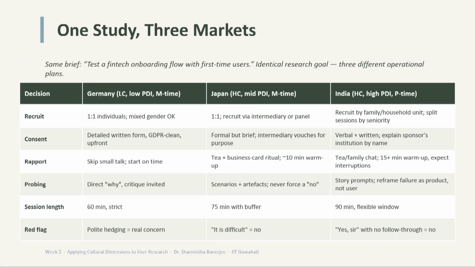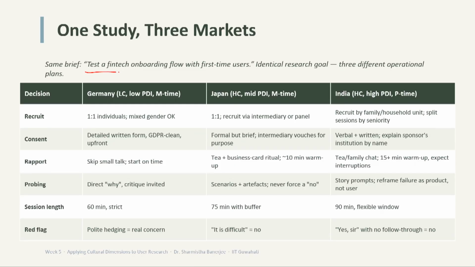So let's look at one study across 3 markets. I have a brief which says test a fintech onboarding flow with first-time users. Identical research goals, 3 different operational realities. So I have Germany, which is low context, low PDI and monochronic time. Japan, high context, mid PDI and M time.